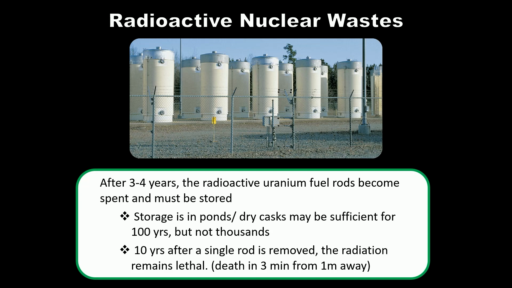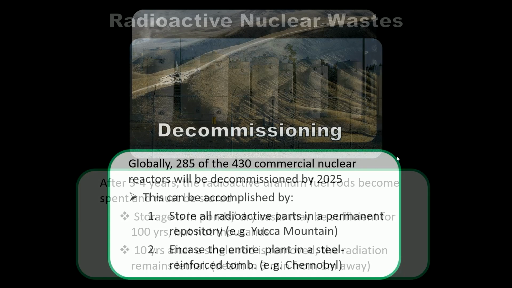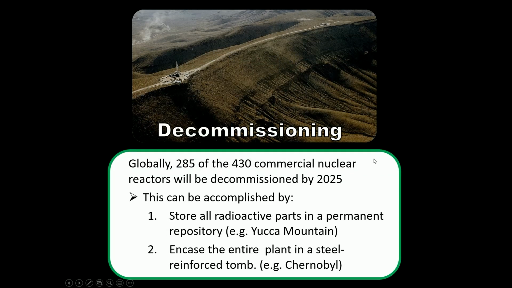Every 3 to 4 years, each one of those rods needs to be switched out, and there's 51,000 on site. That is a lot of nuclear waste that needs to be stored. Now, if you think that's bad, wait till I tell you that the entire nuclear power plant can only be used for about 50 years, and then it needs to be decommissioned, decontaminated, and all the radioactive parts also need to be moved to some sort of secured storage facility.